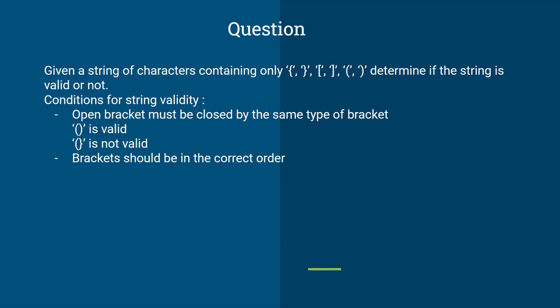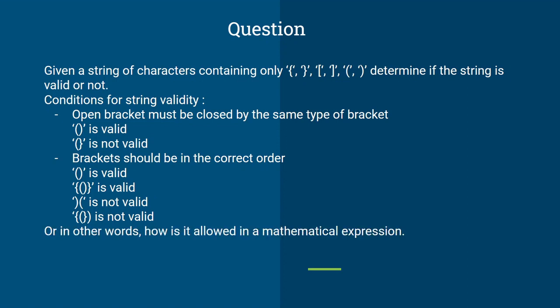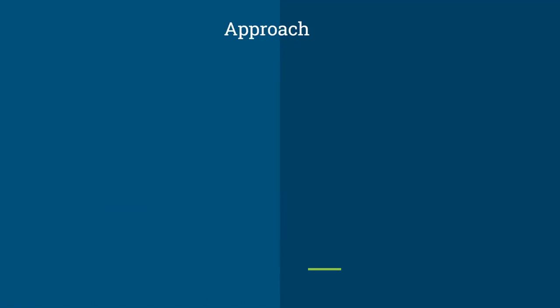The second condition is that brackets should be in the correct order. For example, this is valid, this is also valid, this is not valid, and this is not valid. Or in other words, we can say that the way we write mathematical expressions involving brackets, that way is valid and others are not. All right, so let's understand the approach.